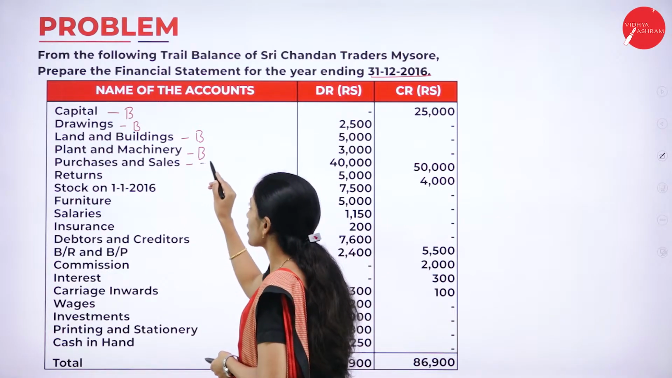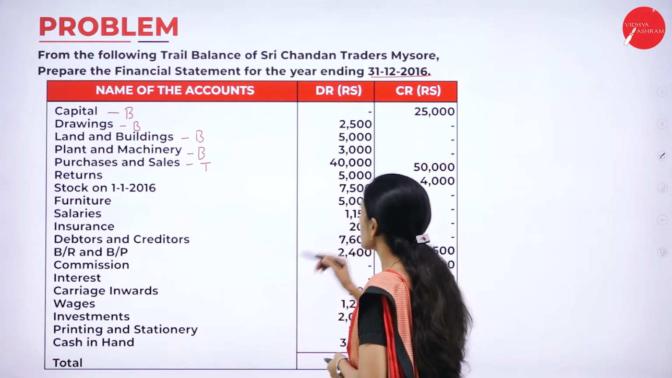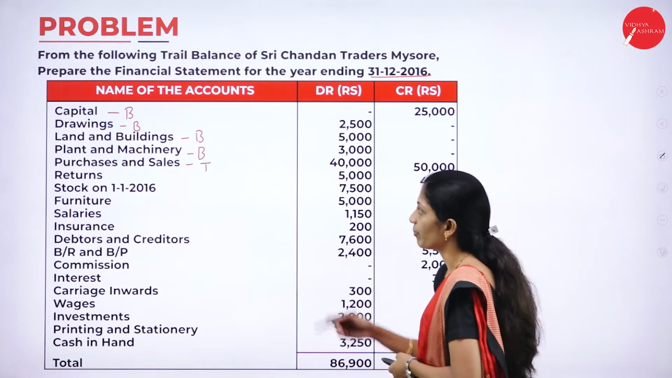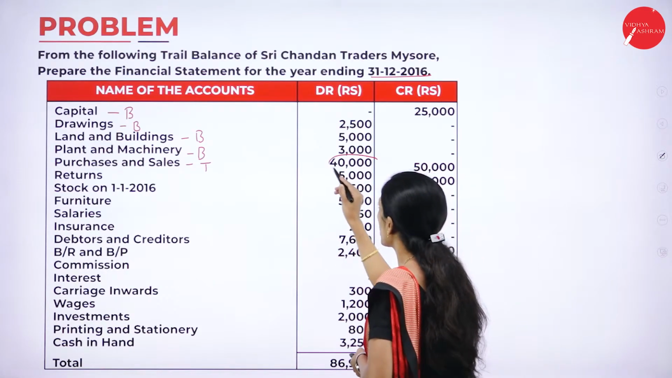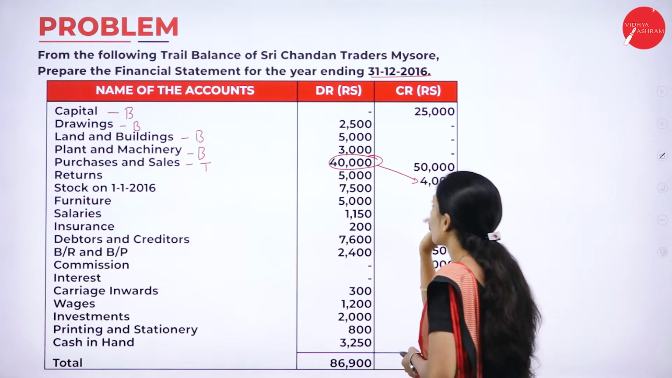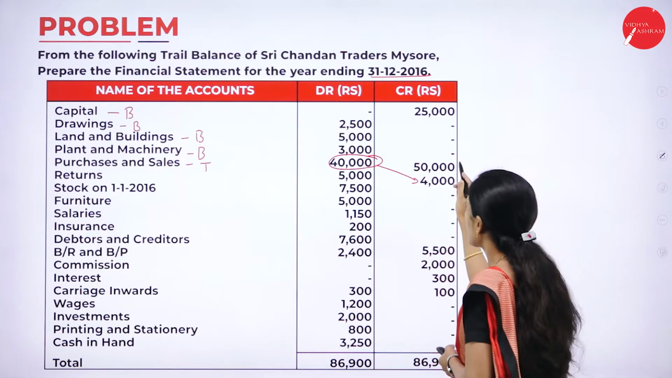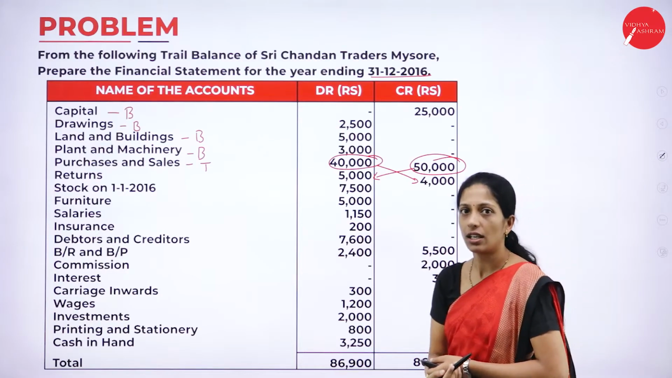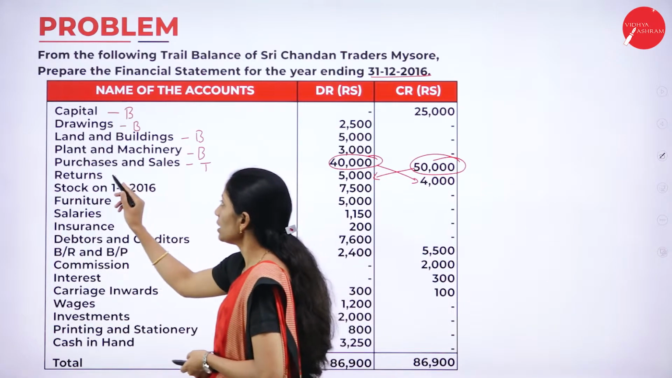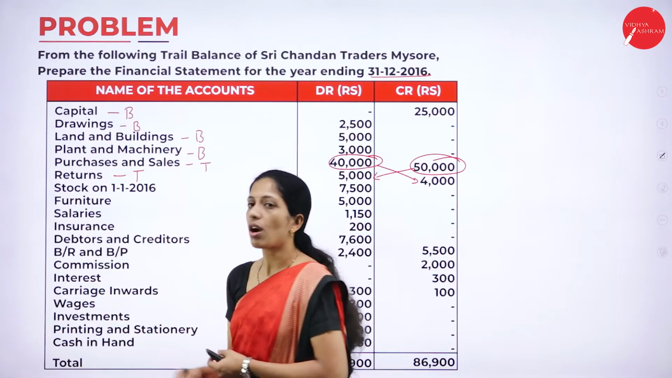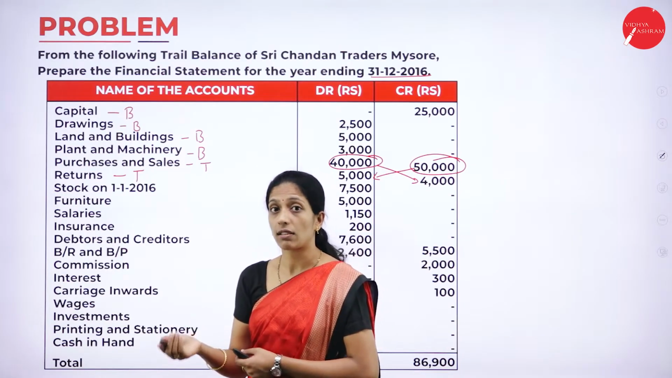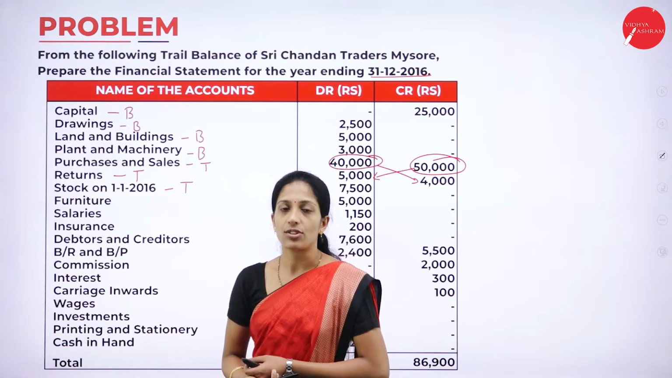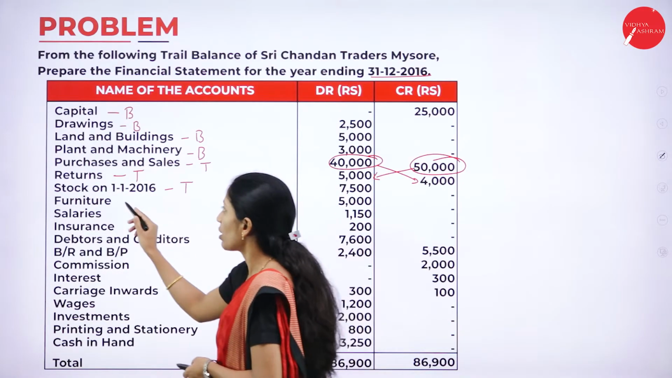Purchases and sales. We will record in the trading account, where the purchase amount will be 40,000 and the sales amount will be 50,000. Returns. So this is purchase, and the return will be 4,000, purchase return. Whereas coming to sales, 50,000 minus 5,000 will be the returns. So returns also go in the trading account. Stock on 1/1/2016, it's nothing but opening stock, will be taken in the trading account. Furniture. Furniture is an asset, so we'll record it in the balance sheet.